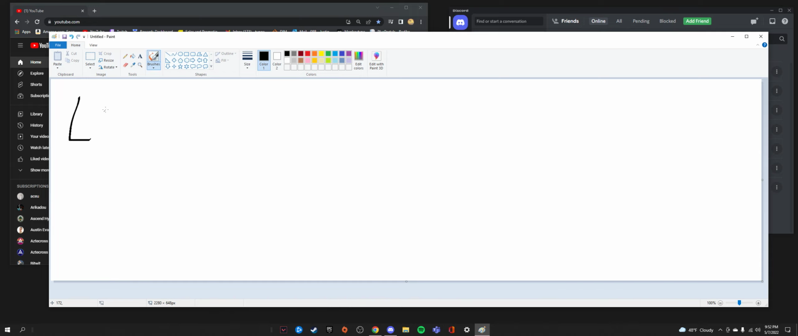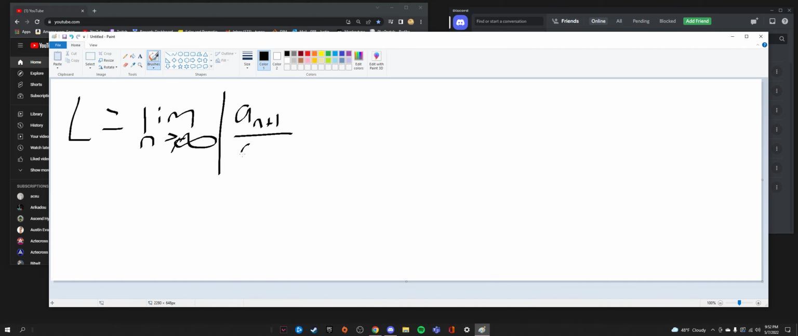So, L is equal to the limit as n approaches infinity of the absolute value of a n plus 1 over a n. So essentially what this is doing is, when you have an infinite series that you're not sure whether it converges or diverges, you can use this test to see if it converges or diverges.